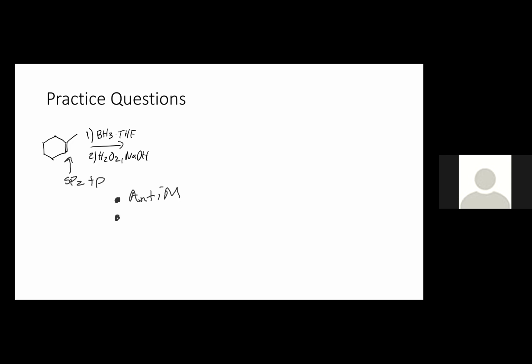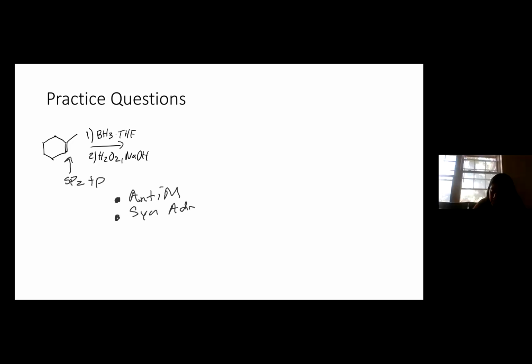Syn, yeah, it's syn addition. And then we also mentioned how the overall thing we're adding to this reaction is an H and an OH. So the product is going to have an H and an OH at the end. Because it's Anti-Markovnikov, we know that we're going to have an H added to this carbon right here, and then the OH is going to add over here.